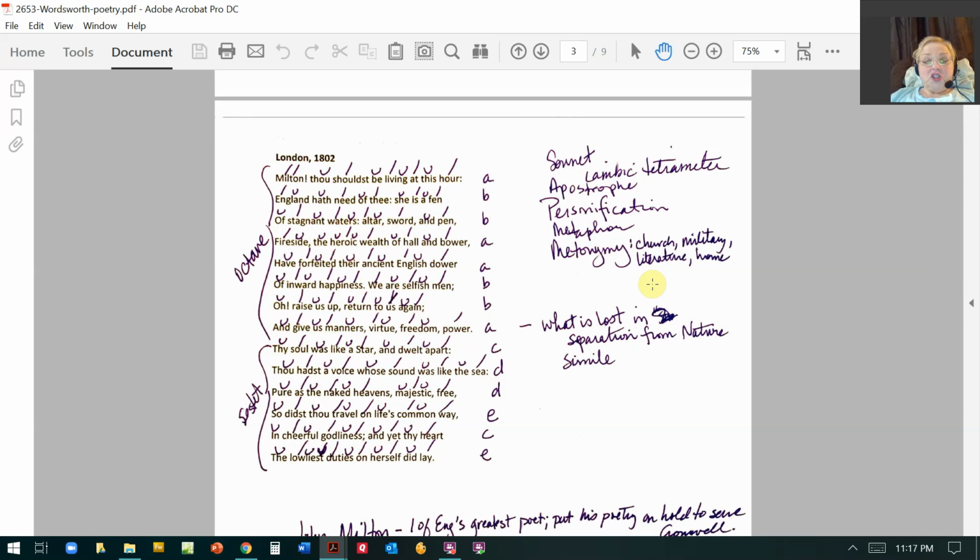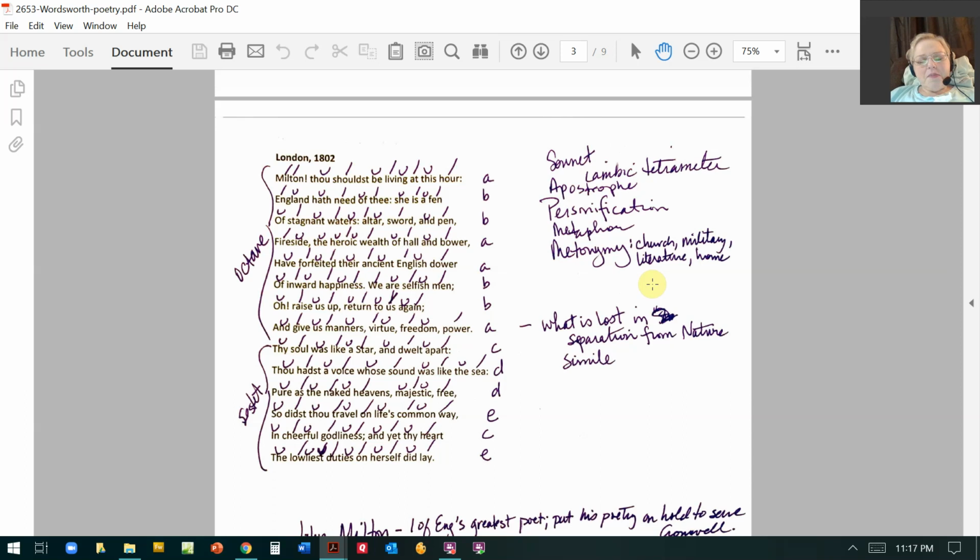And then we have metonymy. Metonymy is where an object or something that is closely associated with something else is used in place of the something else, right? So metonymy here is where he says altar, sword, and pen. So he doesn't say the church, the military, and literature, and fireside is home, right? He calls them by things that are associated with them. It's like when somebody calls a businessman a suit because businessmen tend to wear suits, right? So that's metonymy.